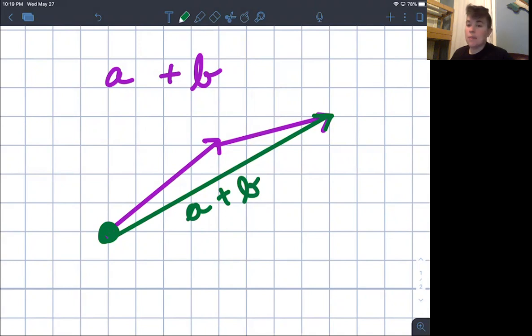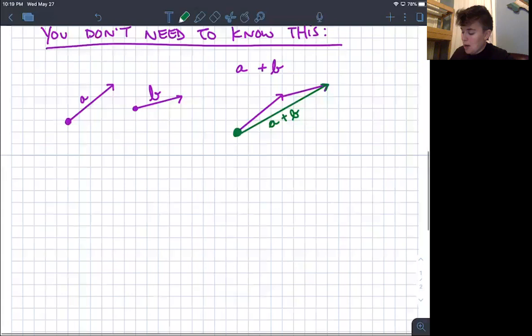So that would be the geometric way to do this. You put the initial point of one vector on the terminal point of the other, and then make a new vector out of those. And that's A plus B. So we are not going to do it that way. We are going to do this the algebraic way, just using numbers.